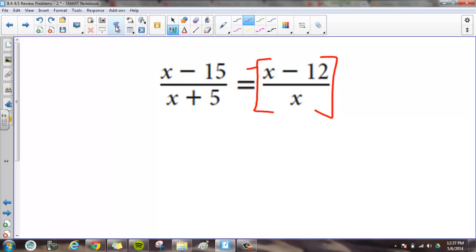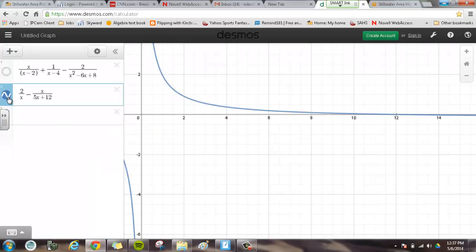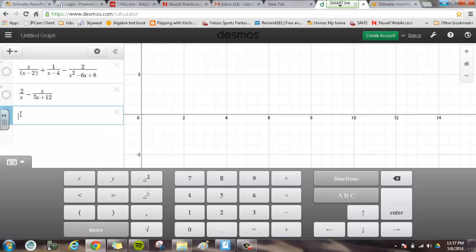Okay, so here we got the same one. We're going to again take this side and subtract it from this side. And so what we're going to have on the left side is x minus 15 over x plus 5 minus x minus 12 over x equals 0. And we're going to put that into Desmos.